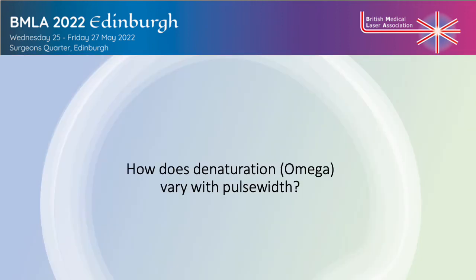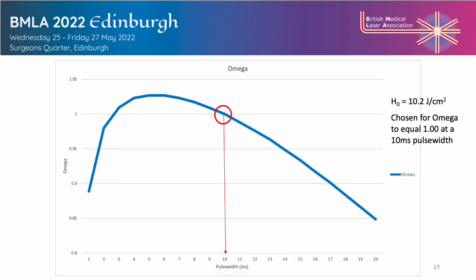So I suppose the question is, how does the amount of denaturation vary with pulse width? If you change the pulse width of your device, how will that affect the total amount of denaturation? So I chose for this particular case, the first part of the study, a 50 micron diameter hair.